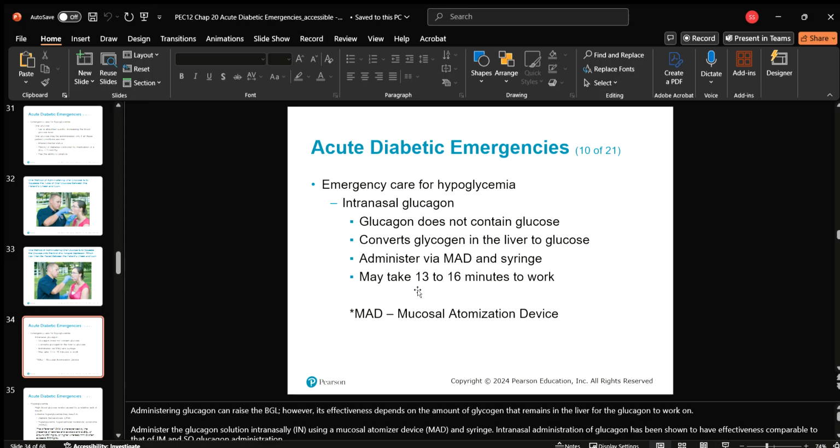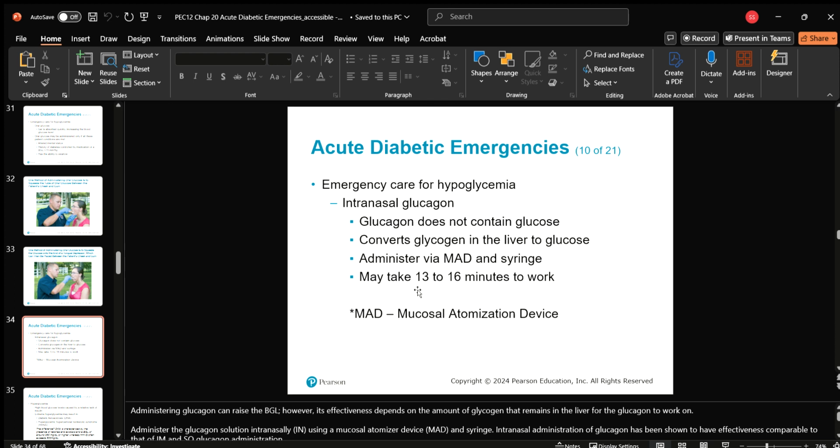All right, glucagon does not contain glucose. Okay, glucagon converts glycogen in the liver to glucose. So how do we administer that? This is done using a mucosal atomization device. This is not taught in EMT, but some EMTs are allowed to do this. It is a syringe that has a device on top of it. There used to be one in here. So this is a MAD, okay, mucosal atomization device.